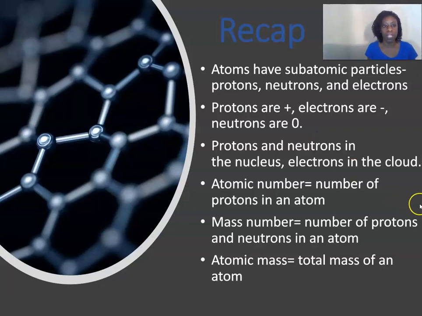All right, so let's tie this together. Let's have a little recap. So atoms are units of matter, and they contain subatomic particles, which are protons, neutrons, and electrons. And those subatomic particles are matter as well. All right, protons are positive, electrons are negative, and neutrons are neutral. Protons and neutrons live in the nucleus of the atom, and the electrons swirl around in the cloud of the atom. All right, and then we talked about the atomic number, which is the number of protons in an atom, the mass number, which is the number of protons and neutrons in the atom, and the atomic mass, which is the total mass of the atom.